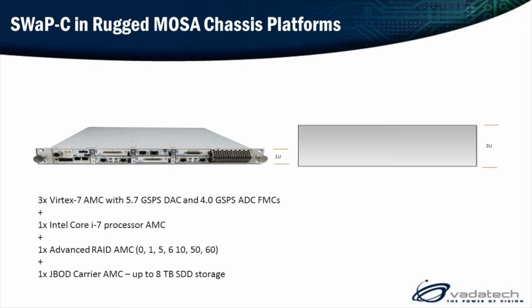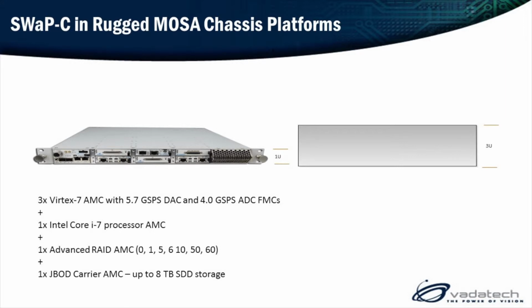For example, you could have, say, 3 Virtex 7 FPGAs in there with an FMC for your very high gigasample per second DACs or ADCs. You could have a high-end Core i7 Haswell processor in there.